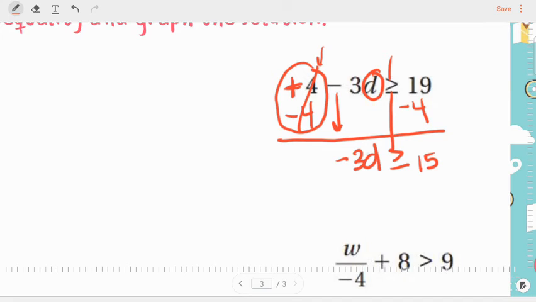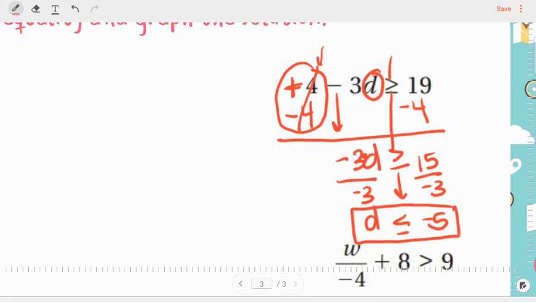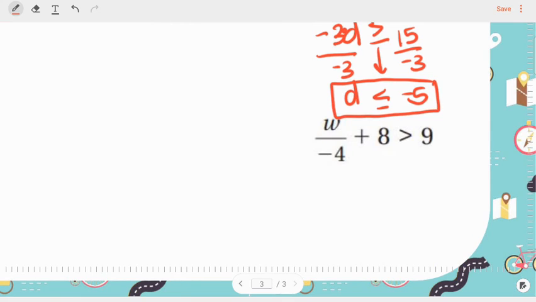Next step, get d by itself. There's this timesing by negative 3, so I'm going to divide by negative 3. And there I go, dividing by a negative. So my inequality symbol is going to flip. And I'm left with d is less than negative 5. All right, try this last one on your own. Pause the video, and when you're ready to check your answer, press play.